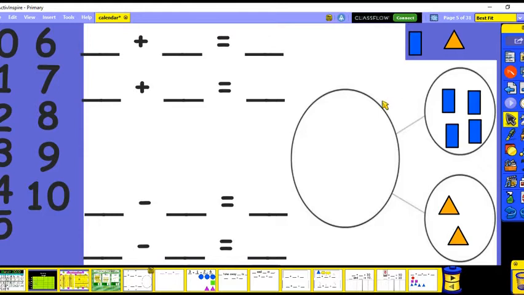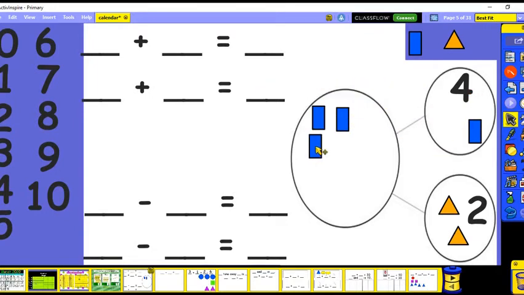All right, we're going to do a fact family today. We're going to look at our number bond over here to make our fact family. So let's look at this part, and then we'll find the whole. So let's see. 1, 2, 3, 4. So we've got 4 rectangles. 1, 2. We have 2 triangles. And when we find our total, 1, 2, 3, 4, 5, 6. Our total is 6.